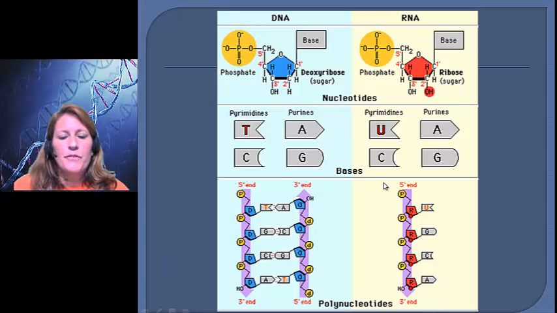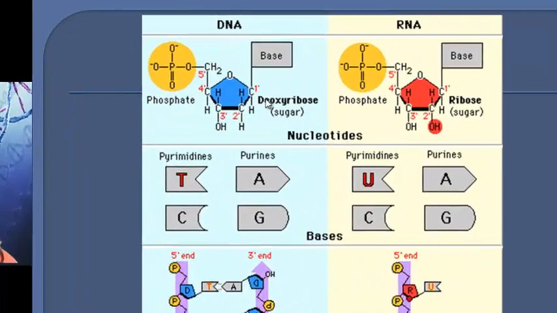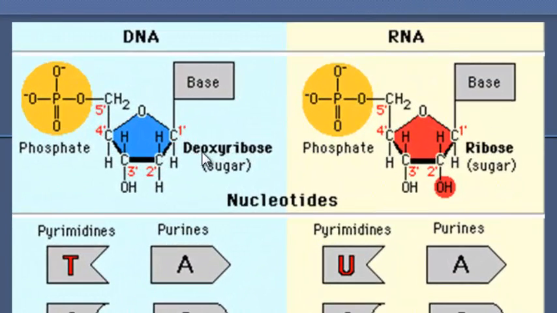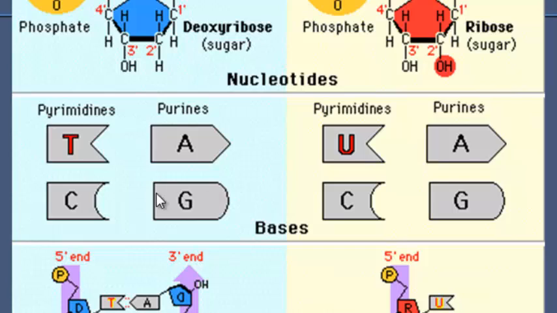Now here's the chart I was referring to, and it compares and contrasts the DNA and the RNA. So first we have the sugar. We have the deoxyribose for the DNA and the ribose for the RNA. Notice the phosphates are the same. The base is going to vary, so every nucleotide is a little bit different. Notice the color here. Here are the bases right down here. So cytosine and guanine are found in both. Adenine is found in both. But the uracil and thymine are different.